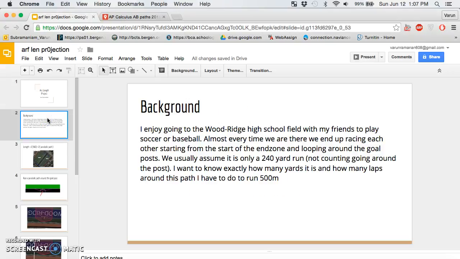So just some background. I enjoy going to the Woodridge High School field with my friends to play soccer or baseball, and almost every time we're there we end up racing each other, and the race starts at the start of the end zone and loops around the goalpost and comes back to the finish. So we usually assume that it's only a 240-yard run, but we don't count going around the post in our length. So the purpose of this is twofold. The first is to find out exactly how many yards the path that we're running is, and also to find out how many laps around this path I have to do in order to run 500 meters.